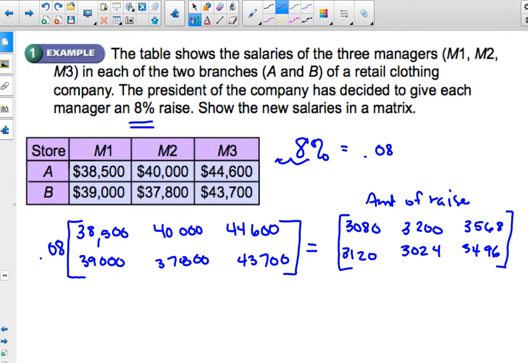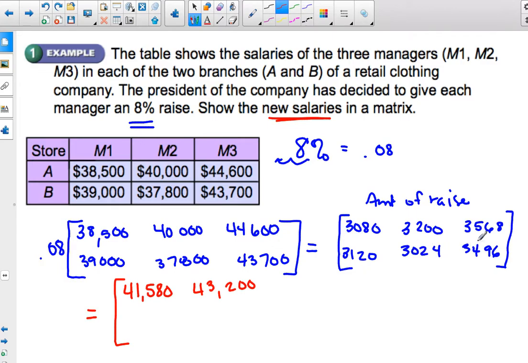Since this up here says show the new salaries in a matrix, we're going to go down here and add the raise to the original salary. So 38,500 plus 3,080 is going to give us 41,580. 40,000 plus 3,200 is going to give us $43,200.